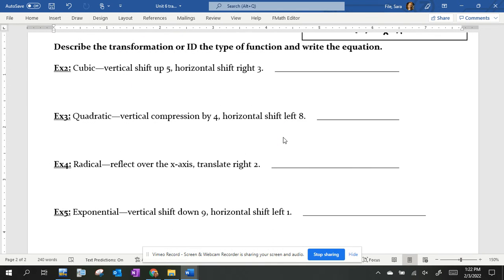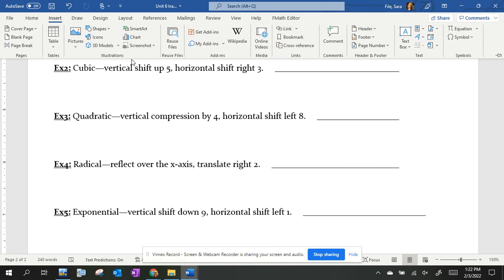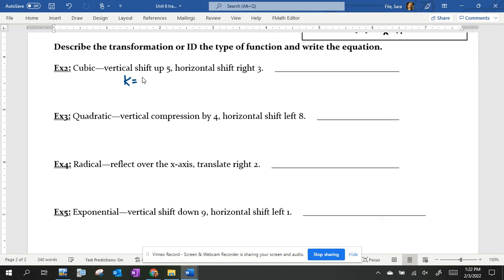Now we're going to look at what if you're given the function and the description, can you write the equation? Do you understand what these transformations mean in terms of the equation? That's what we want to make sure that we're able to do. Okay, so it's going to be a cubic function. The vertical shift up 5. That tells me my k is 5, right? Vertical shift up and down, that's k. So k is 5.